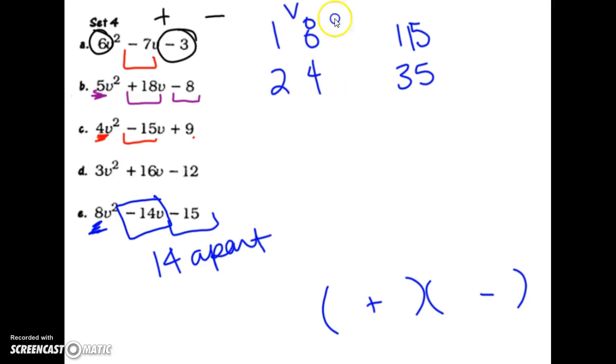So if that's the case, let's start. 8 times 15, that's not helpful. 8 times 1 is 8. 1 times 15, those aren't 14 apart. Okay, so let's try this. 8 times 5 is 40. No, that's not helpful. 8 times 3 is 24. Minus 5 is 19. Nope, that didn't help. Okay, so this one, we can get rid of that. Not helpful.